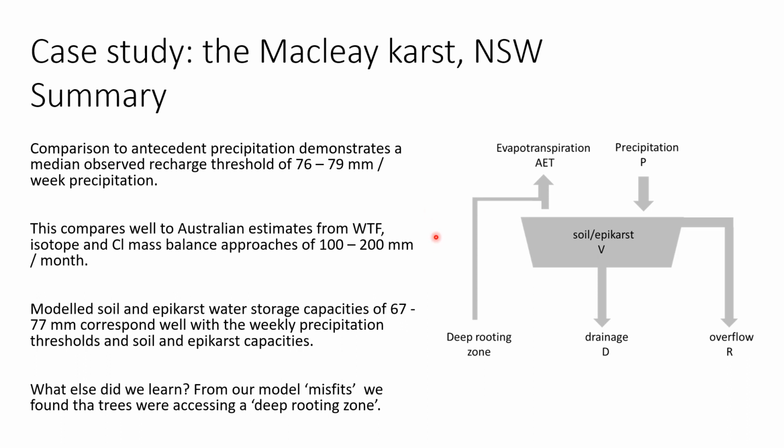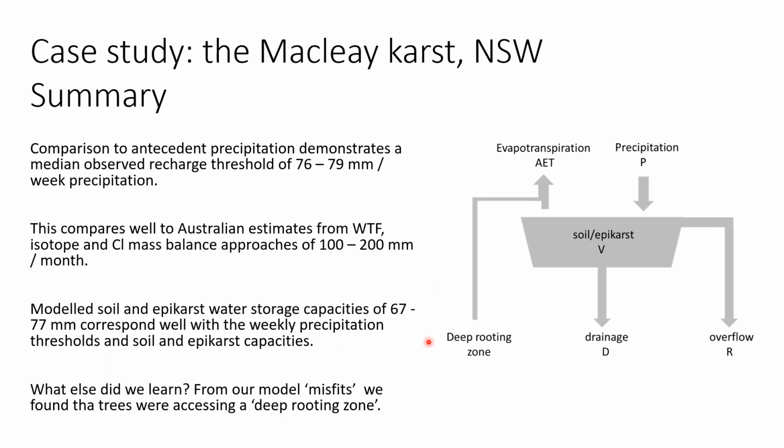This figure actually compares well to Australian estimates for water table fluctuation from isotope methods and chloride mass balance methods. Often these are annual, but if you then convert them down to weekly or monthly, that comes down to about 100 to 200 millimeters per month for Australia in general. So our results suggest that actually most of that rainfall probably occurs in a much shorter time period, probably less than a week.